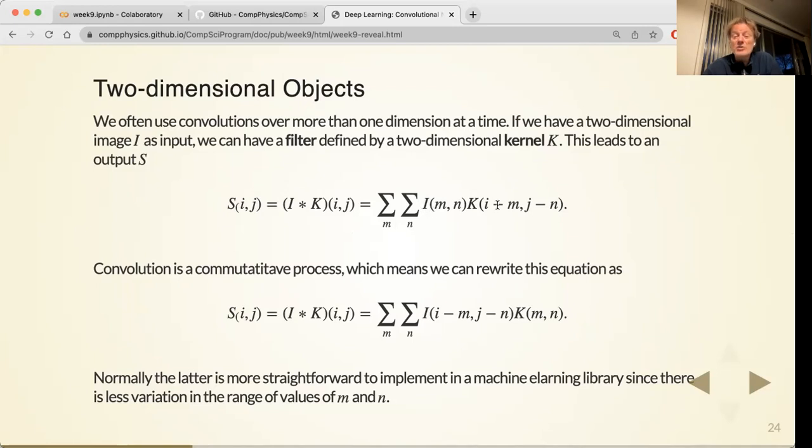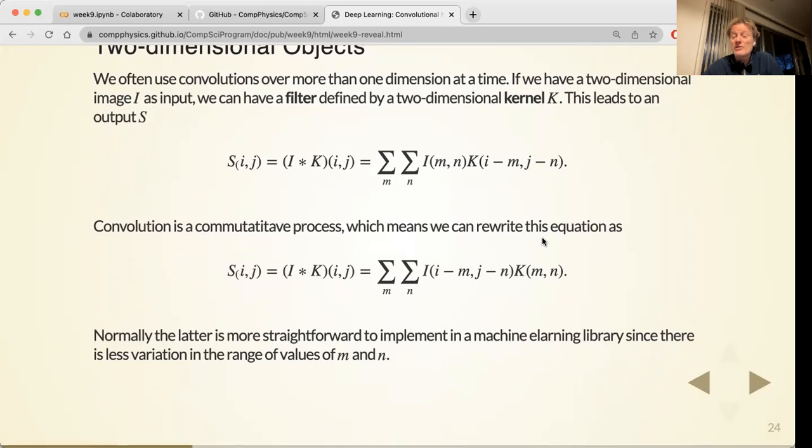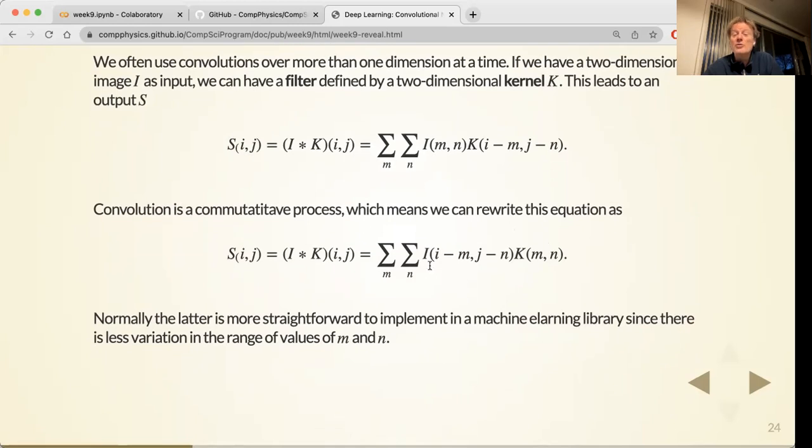So by this kind of process, we're now producing an output which has a smaller dimensionality than the one we started with. Convolution, as I said, is a commutative process, which means that you can rewrite these equations in terms of the opposite process. Normally the latter, which you see here, is more straightforward to implement in a machine learning library, since there is less variation in the range of the values of m and n, because the filter is normally a much smaller object than the matrices which we are inputting.